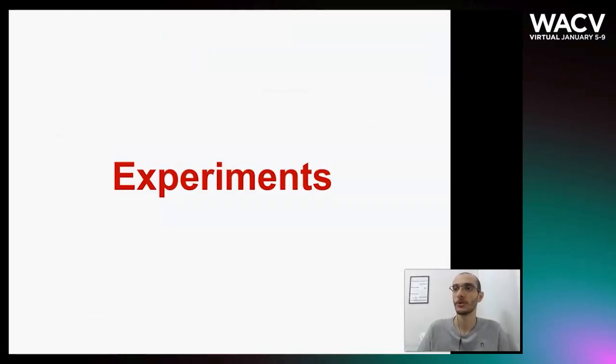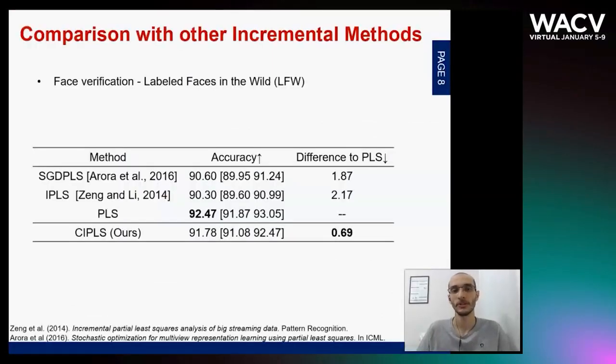Now I will introduce our experiments. Our first experiment compares the proposed method with other incremental PLS and the traditional PLS as well. In this column we have the accuracy, where the higher the better, and in the last column we have the difference in accuracy between these methods and the traditional PLS algorithm, where the lower the better. We can see that our method achieves the lowest difference compared to the traditional PLS. In particular, our results were statistically equivalent to the traditional PLS.